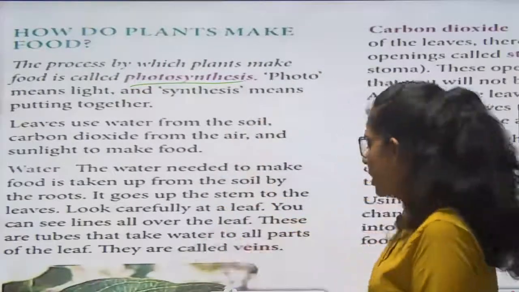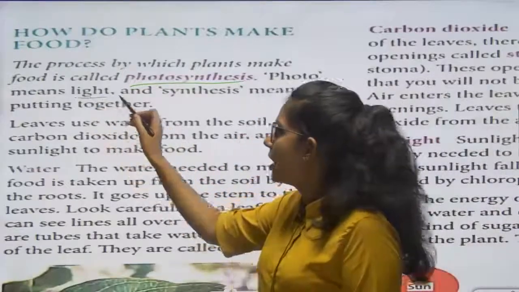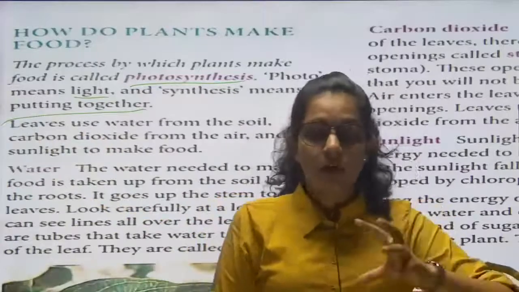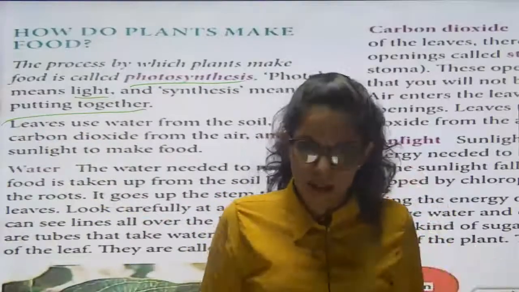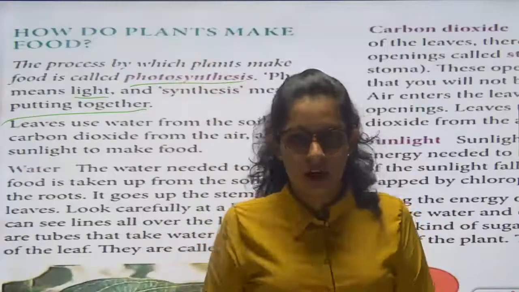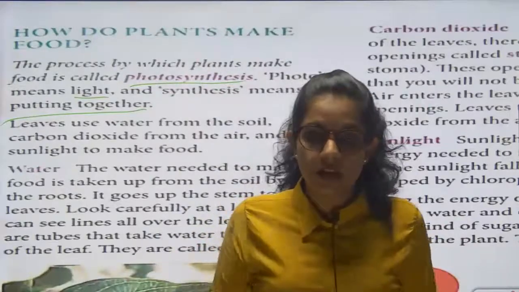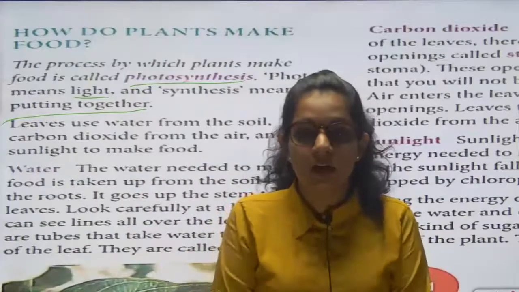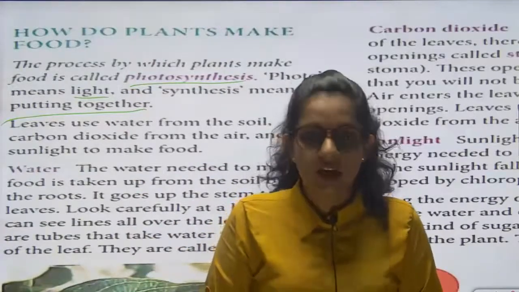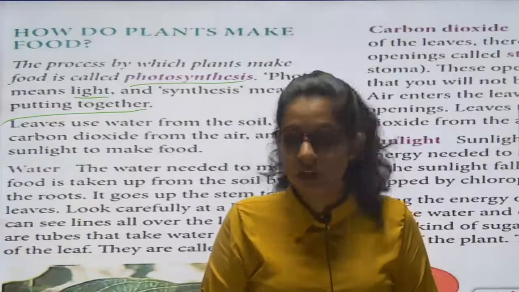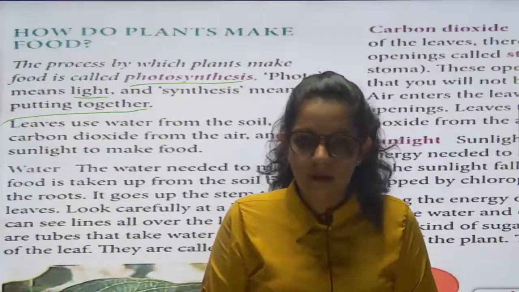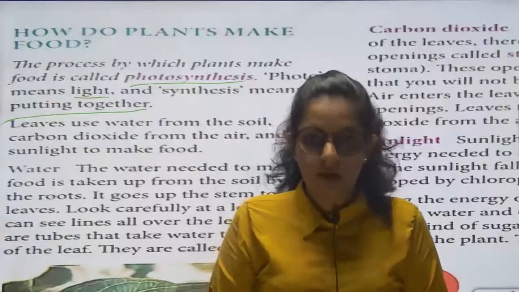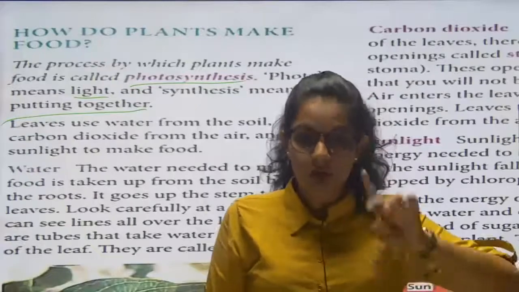Good, Soumya. Soumya is studying. Very nice. So photo means what? Light. Photo means light and synthesis means putting together. Photosynthesis is a kind of process in which sunlight is required. What is required? Sunlight is required. Without sunlight, photosynthesis is not possible. Very nice, everyone. Without sunlight, photosynthesis is not possible.